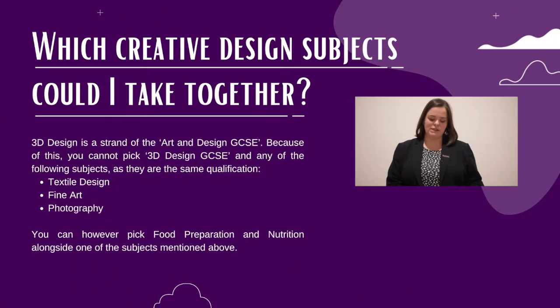Textile Design is a strand of the Art and Design GCSE. Because of this, you cannot pick the Textile Design GCSE and any of the following subjects because they are part of the same qualification. This is 3D design, fine art and photography. So just to clarify, you cannot pick textile design alongside fine art, for example, as they are under the same GCSE specification and you'd only end up with one GCSE.